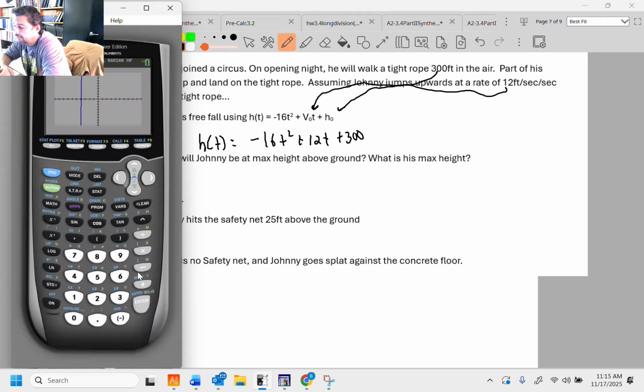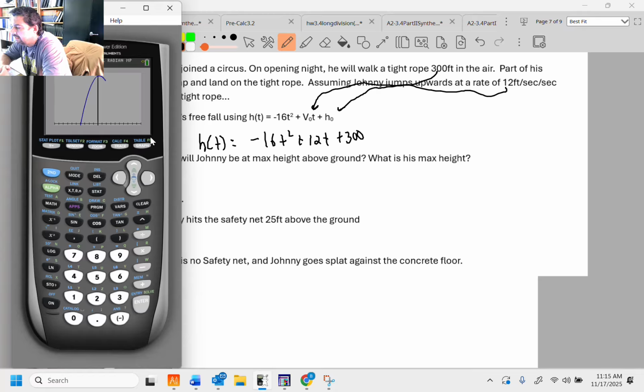And you're going to have to look up. I mean, Johnny was literally on a 300-foot tightrope, plus he jumped. So let's set the y max to about 320, which ought to do it, because I don't know of a single person alive who's got a 20-foot vertical jump. Be pretty impressive, wouldn't it? Then hit the graph key.